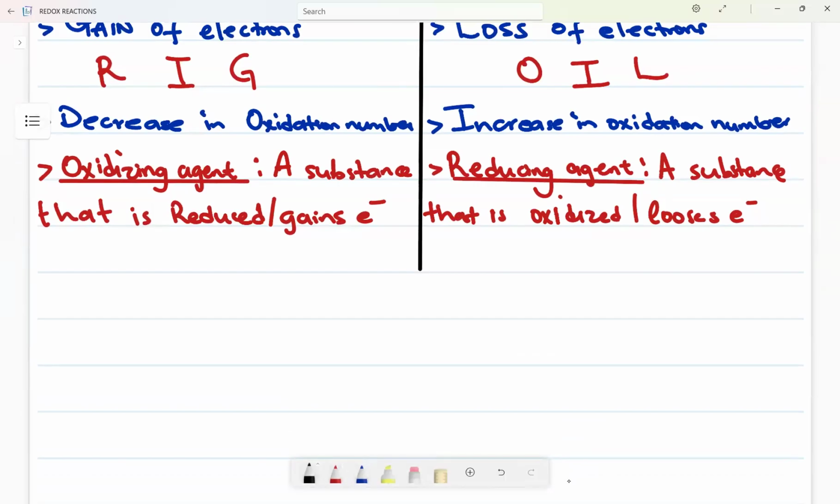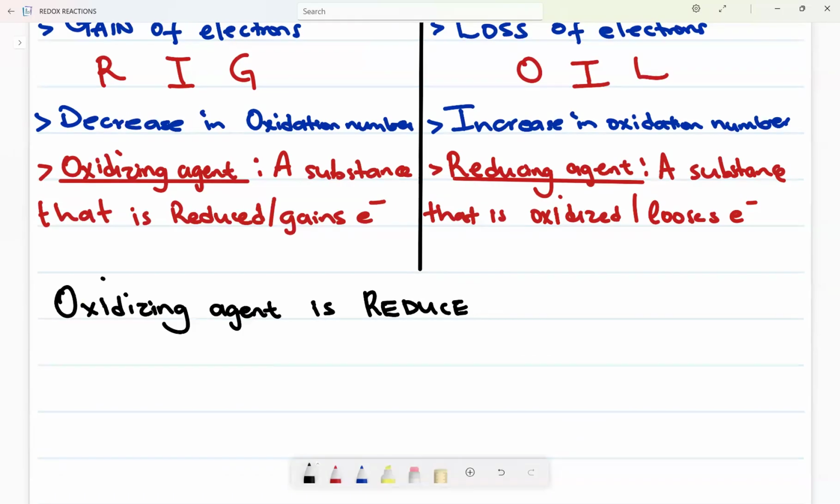So we say, oxidizing agent is reduced. And then reducing agent is oxidized. Oxidized.